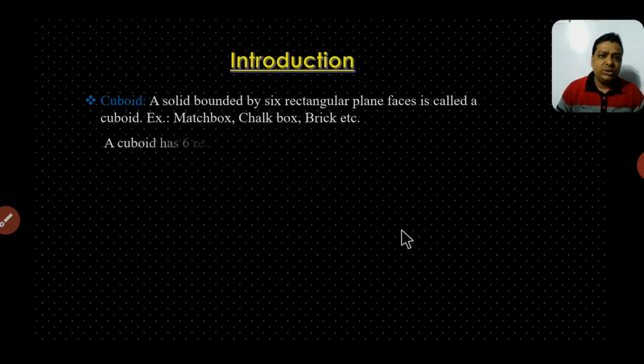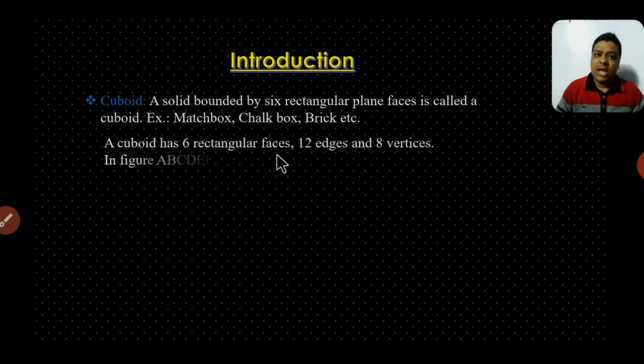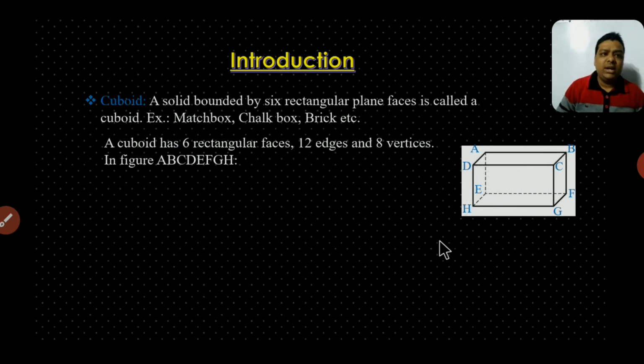A cuboid has 6 rectangular faces, 12 edges and 8 vertices. You can see in this figure A, B, C, D, E, F, G, H. The top face is A, B, C, D, and the bottom is E, F, G, H. The side faces are A, D, H, E and B, C, G, F, and front and back are A, B, F, E and D, C, G, H. These are the 6 rectangular faces.